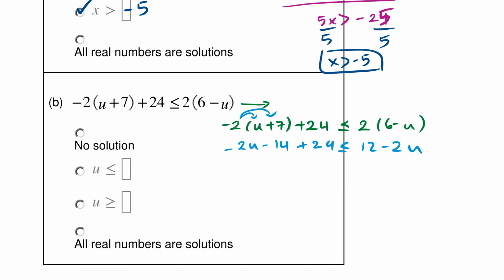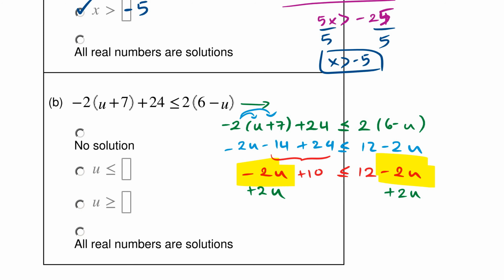Then we're going to combine like terms. Negative 14 plus 24, that will be positive 10. Less than or equal to 12 minus 2u, and bring down negative 2u. Then to continue solving for u, you bring all u to the same side. This is negative 2u, this is negative 2u. So what we're going to do is add 2u on both sides. So that will cancel out all the u, give you 10 less than or equal to 12.